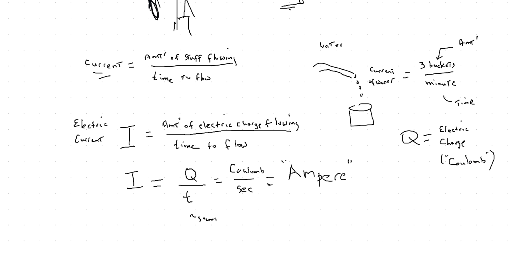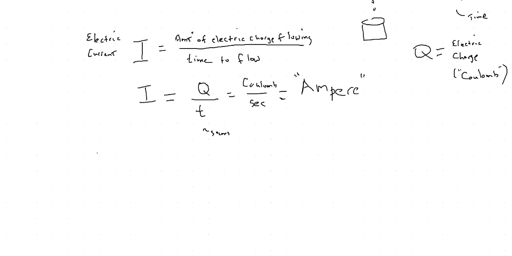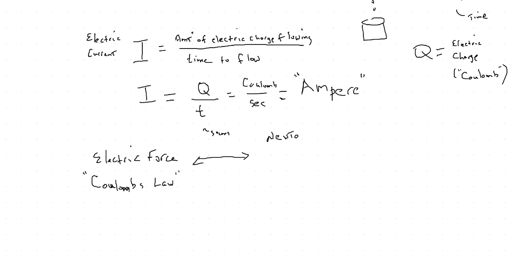Okay, now I'm going to take a step backwards. Remember I said the electric force between any two positives, two negatives, a positive and negative, doesn't matter. The electric force was given by something called Coulomb's law. I didn't tell you what Coulomb's law was. Coulomb's law. Okay? And it looks very similar, not the same, but very similar to Newton's universal law of gravitation.